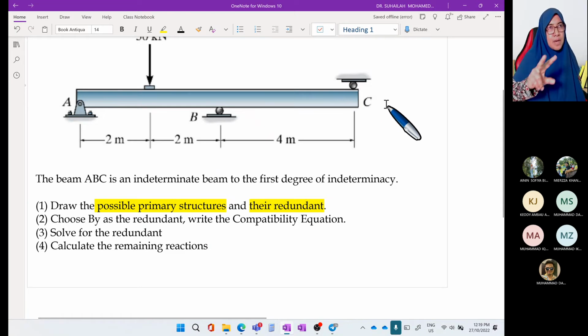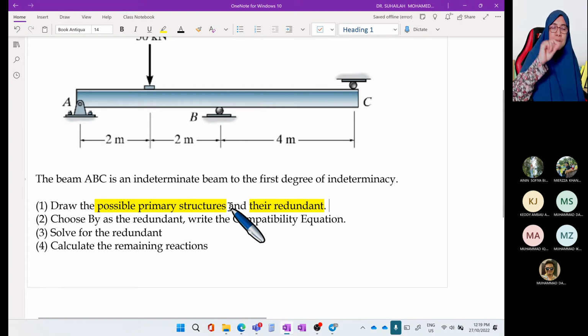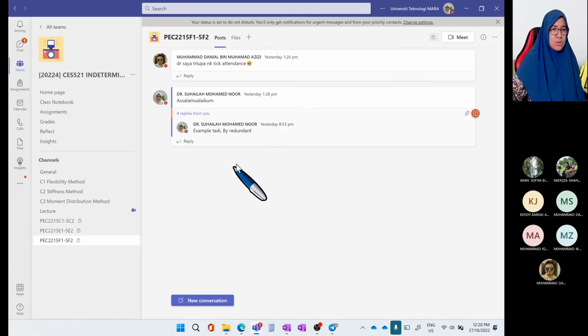So four diagrams. Option number 1: primary beam and redundant beam. Option number 2: primary beam and redundant beam. Please do it now and upload it under conversation.